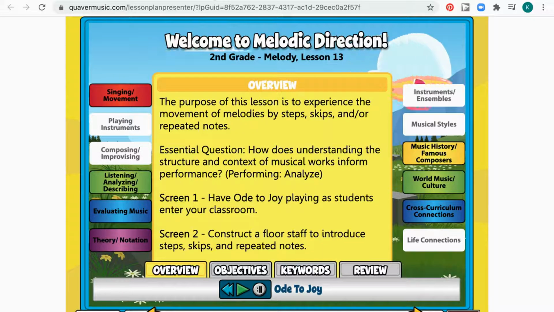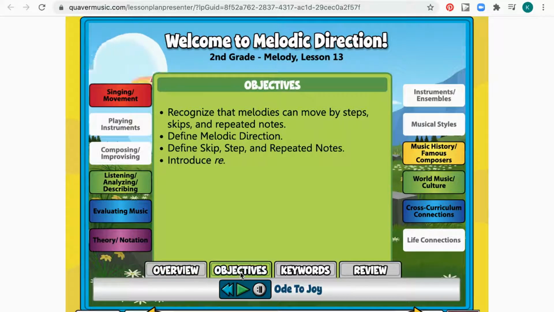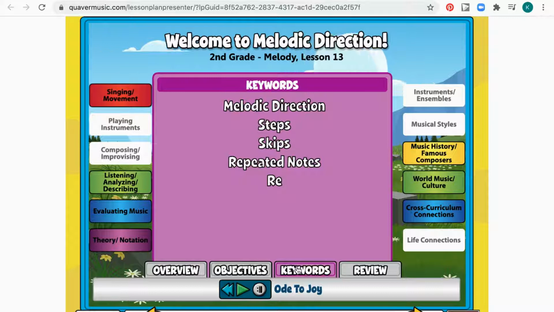So the purpose of this lesson is to experience the movement of melodies by skips, steps, and repeated notes. The objectives are to recognize that melodies can move by steps, skips, or they can stay the same. Our keywords are melodic direction, steps, skips, repeated notes, and we might get to re today.